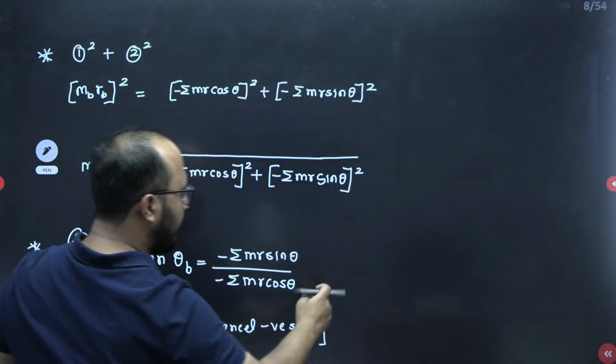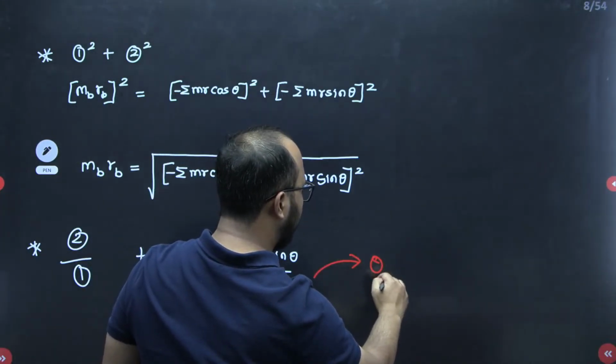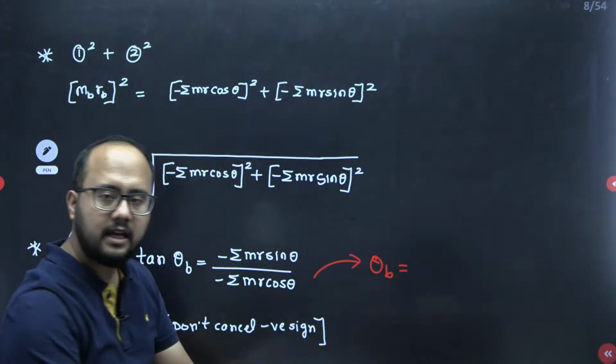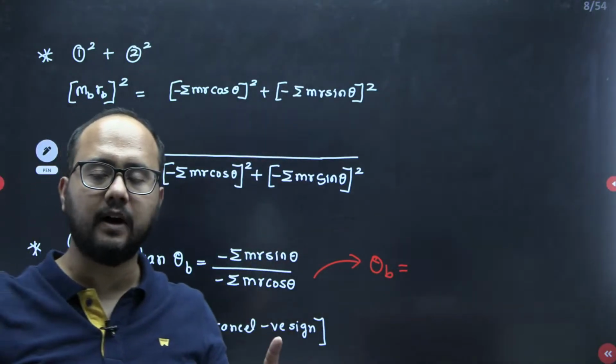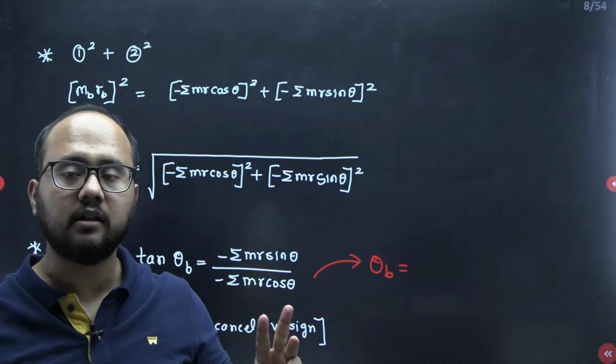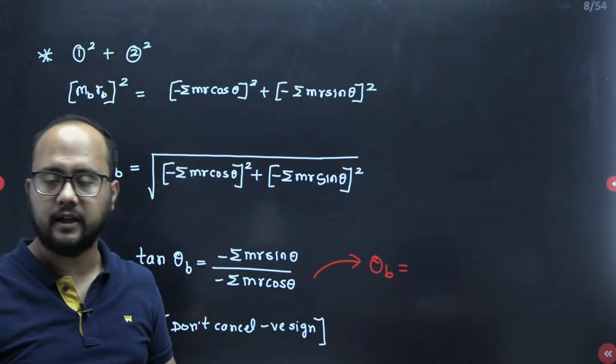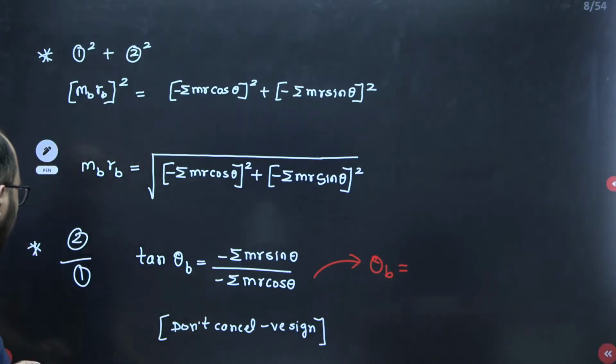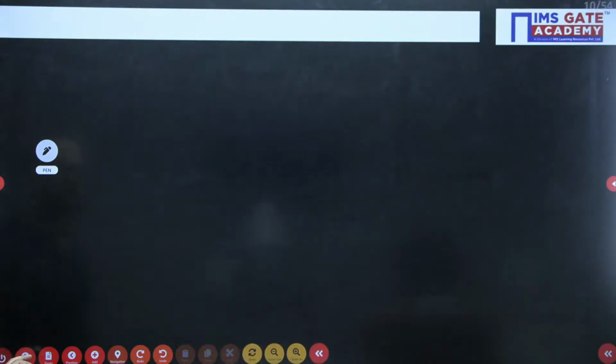So from here you will get the location of theta b. Now all the parameters have been covered here: first the balancing mass, second the radial location of the balancing mass, and third the angular position. I hope it is clear. Now going to the next part, guys: balancing of reciprocating masses.